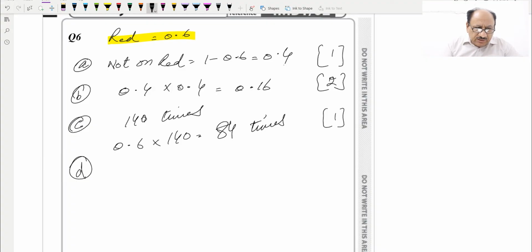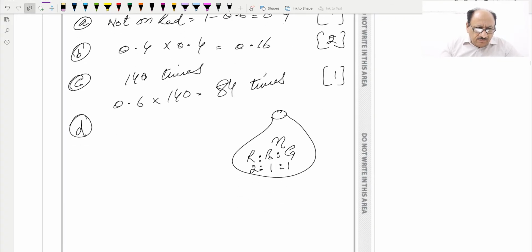The bag contains n counters. So there is a bag which is containing n number of counters in it. The counters are red or blue or green. So these are 3 colors, and the ratio between them is 2:1:1. A sample of 3 counters is taken at random from the bag without replacement.